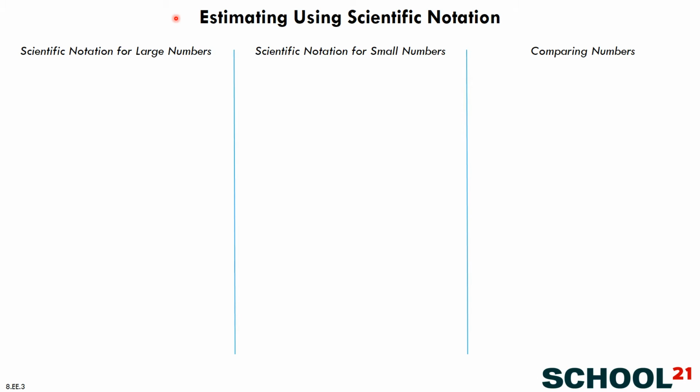Yep. Okay, cool. So scientific notation is a great tool to work with large numbers and small numbers. It makes your life a lot easier. So let's first talk about large numbers, all right?